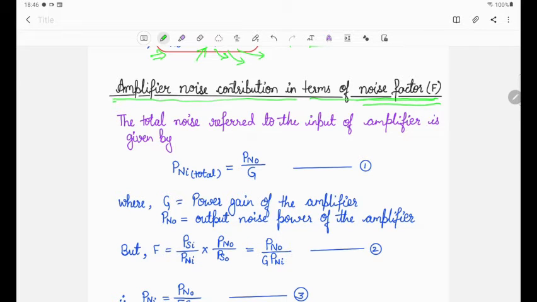Now in this case I am taking the same amplifier. This is the amplifier with gain G, this is the signal input and noise input, and this is the signal output and noise output. Now we can define the total noise power at the input equal to PNO by G, because we can write G is equal to noise output power divided by noise input power. I am considering here the total, which is due to the conductor, that is the thermal noise, plus the noise contribution by the amplifier.